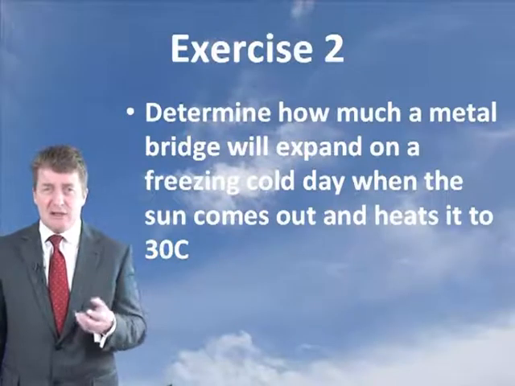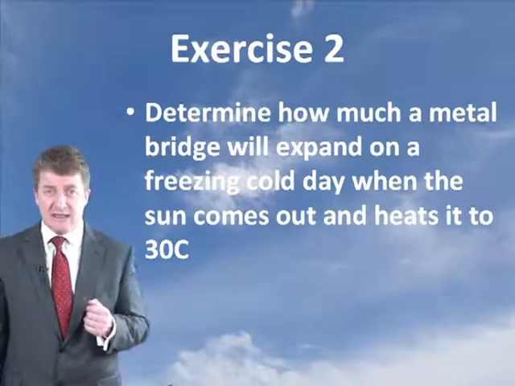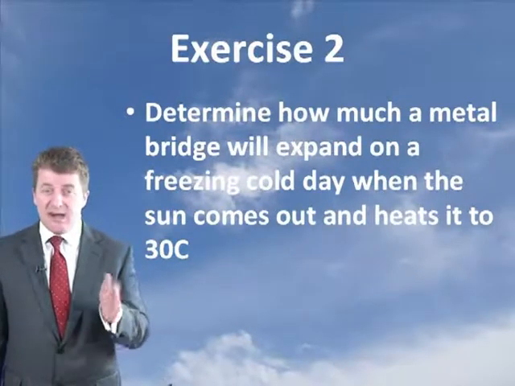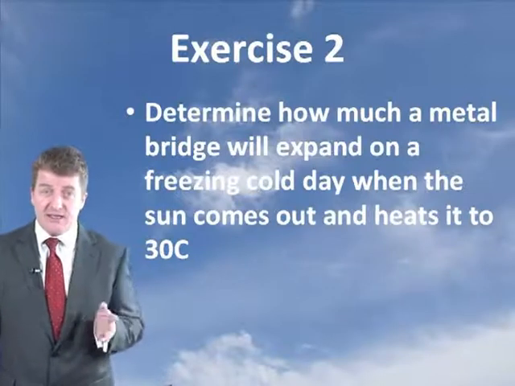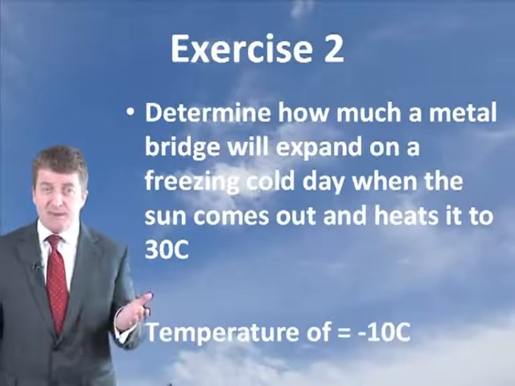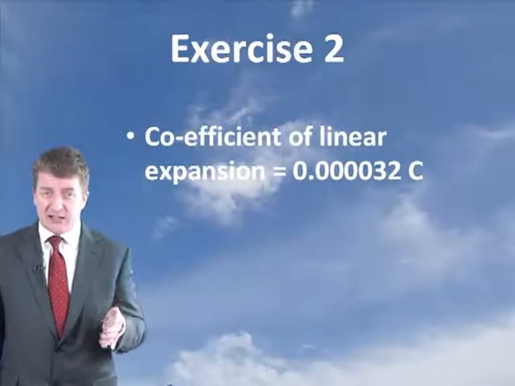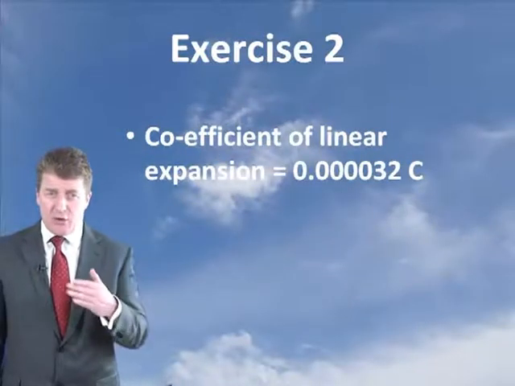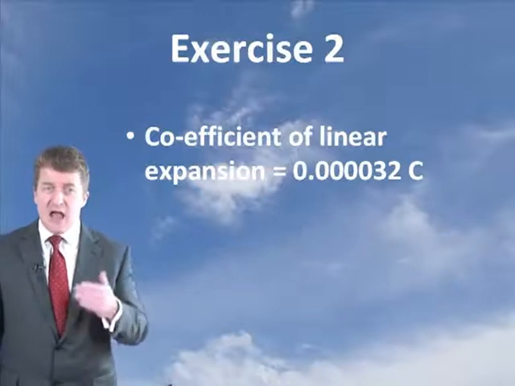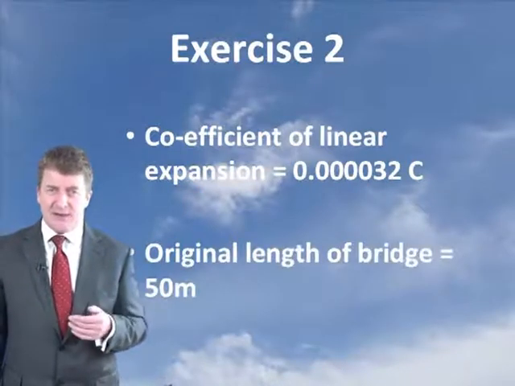Let's do another example. Determine how much a metal bridge will expand on a freezing cold day when the sun comes out and heats it up to 30 degrees C. The temperature is minus 10 degrees to start with. The coefficient of linear expansion is 0.00032 per degree C, and the original length of the bridge is 50 metres.